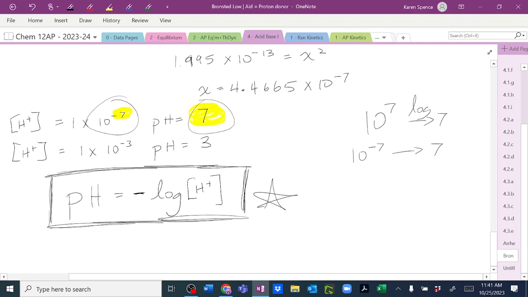So could you find the pH? This is our hydrogen ion concentration. Could you find the pH of neutral water at 75 degrees Celsius?